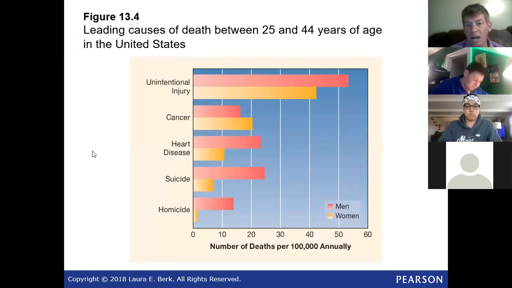When we take into account the leading causes of death between 25 and 44 years of age in the United States, unintentional injury for men is higher than women, significantly greater than once you get down to the cancer, and then it's more women than men, then heart disease, more men than women. But you see it's dropping, dropping, dropping overall. Suicide greater in men, homicide greater in men.